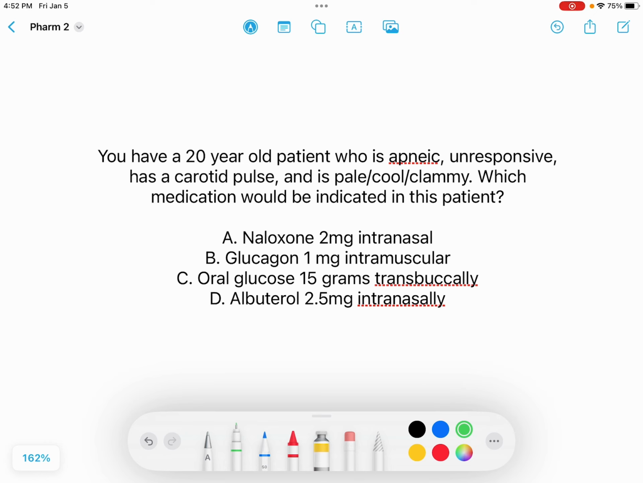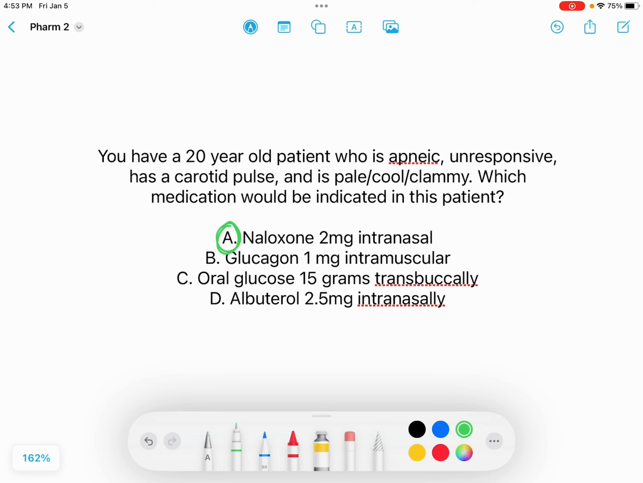A. Naloxone, 2 milligrams intranasal. B. Glucagon, 1 milligram intramuscular. C. Oral glucose, 15 grams transbuccally. Or D. Albuterol, 2.5 milligrams intranasally. So spend a moment, think of an answer. And our correct answer here is going to be A.